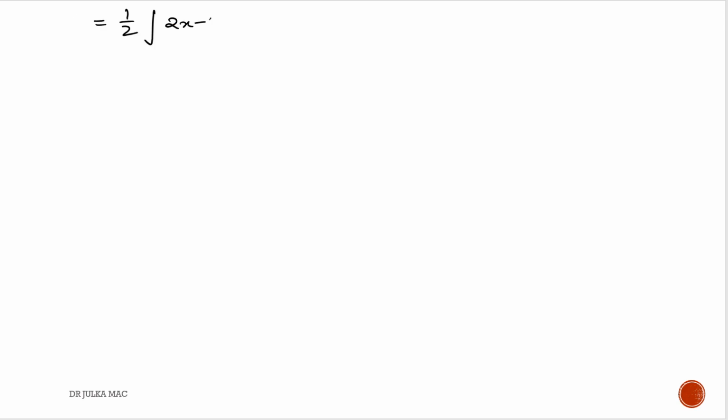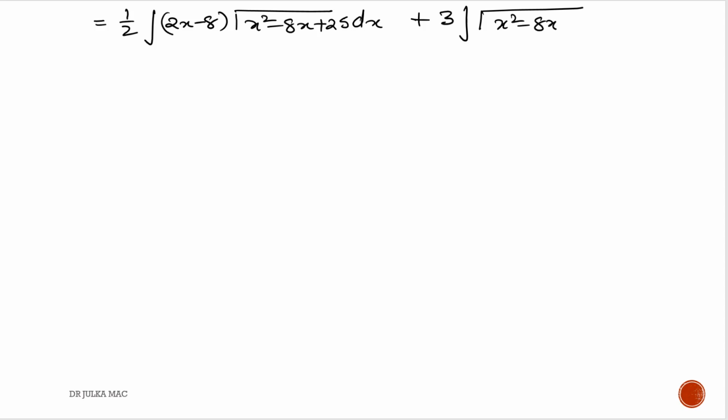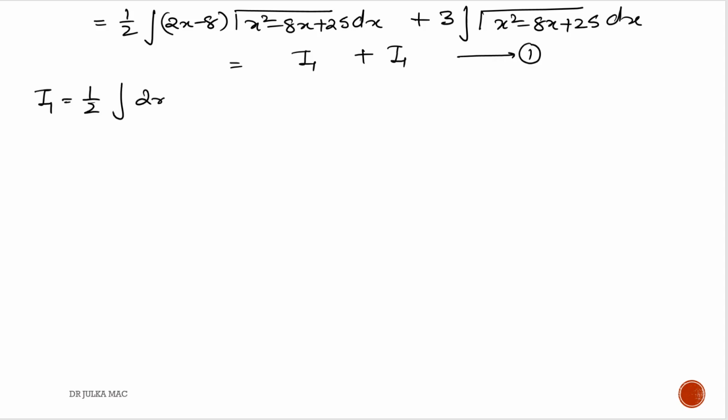When we divide the question into two parts, the first part is 1 by 2, (2x minus 8) multiplied by the root of x square minus 8x plus 25, and the second part is 3 times the root of x square minus 8x plus 25. We take it as I1 plus I2. First we solve the first part. I1 equals half of (2x minus 8) multiplied by the root of x square minus 8x plus 25.